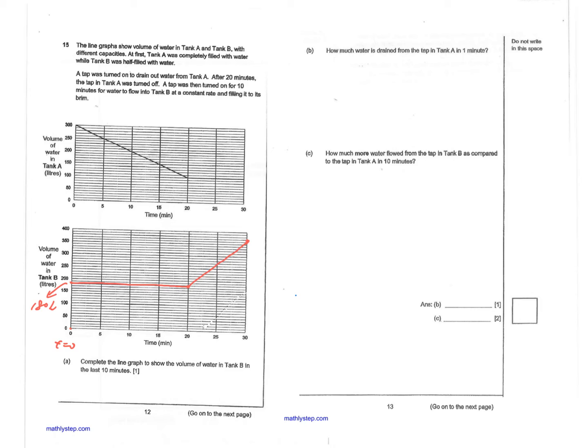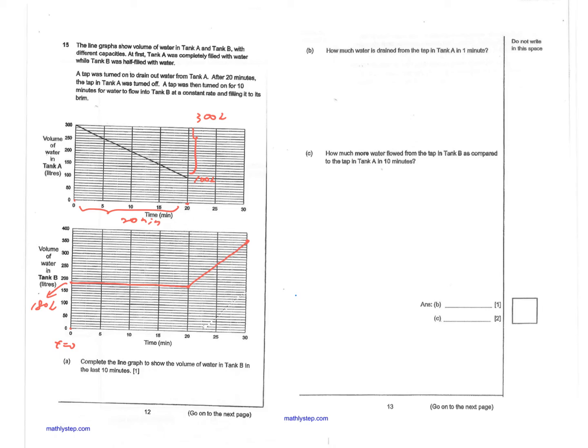For part B, how much water was drained from the tap in tank A in 1 minute? The tap in tank A was turned on from time 0 all the way to time 20, and during this period of time, you can see the volume of water decrease from 300 liters all the way down to 100 liters, and this happens within 20 minutes.